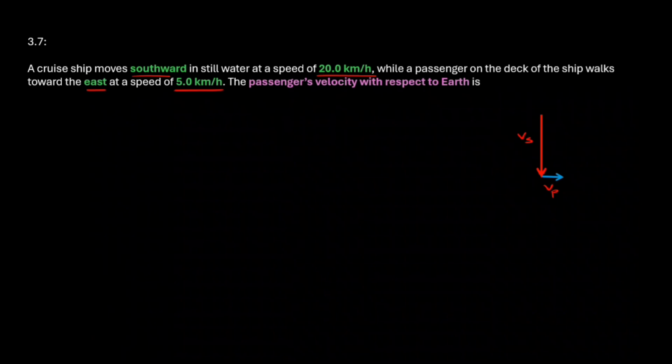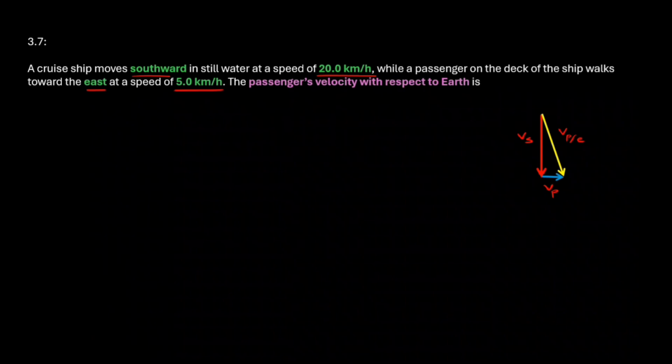So graphically, the passenger's velocity with respect to Earth will be the resultant of these two vectors, which you will draw from the tail of the first vector to the head of the second. So this is the passenger's velocity with respect to Earth. I will write this as VPE. I need to find the magnitude of this velocity.